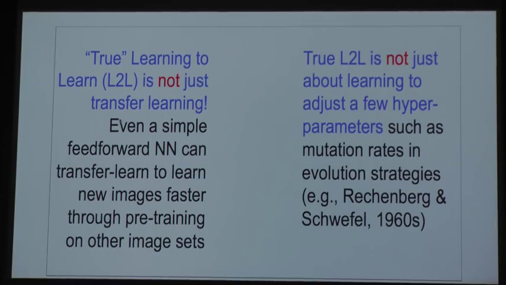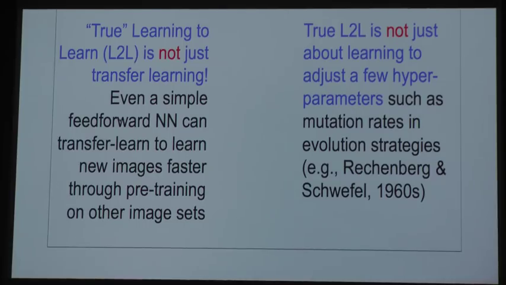Rechenberg and Spiegel, for example, in the 60s already had these evolutionary computation strategies, and there's a mutation rate in there. And the mutation rate defines how often the search algorithm updates the different bits in this distribution of objects that make up the search space. And the mutation rate itself has an influence on how this learning proceeds, and so they were able to adapt that as well. So, a limited kind of learning to learn, but not the universal.